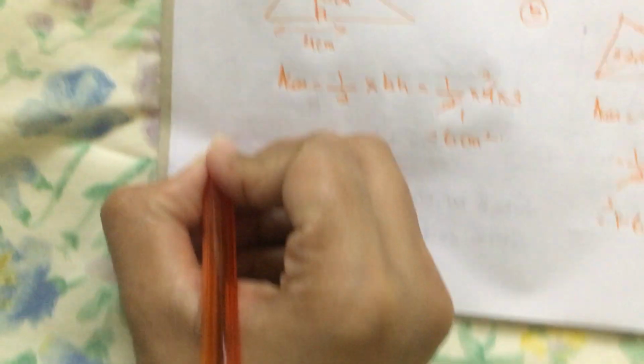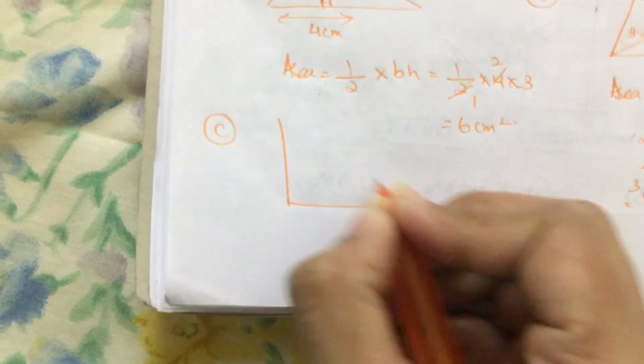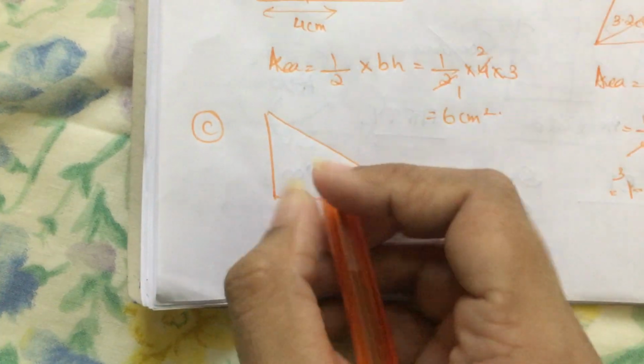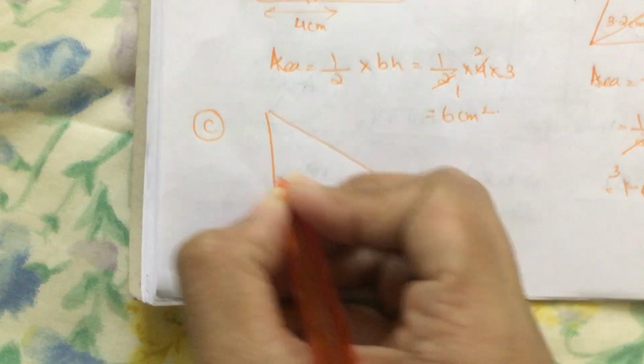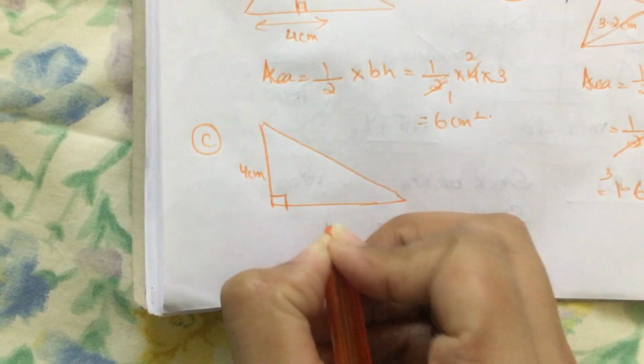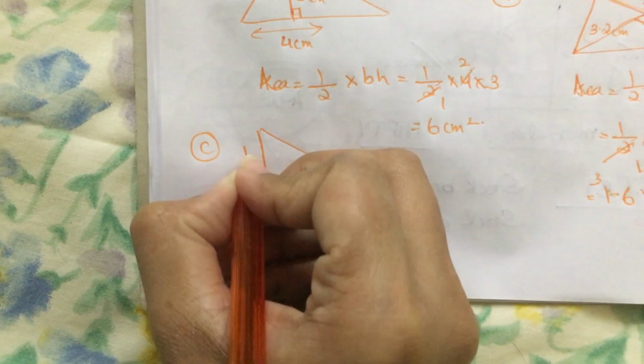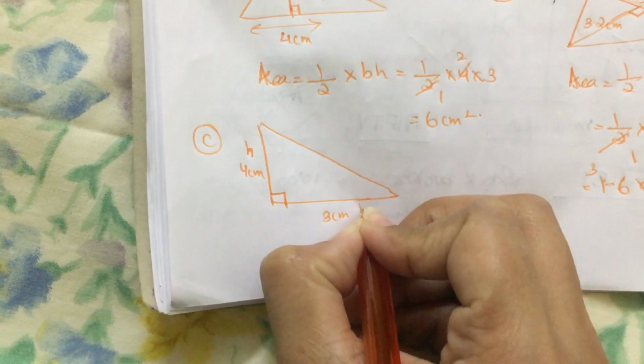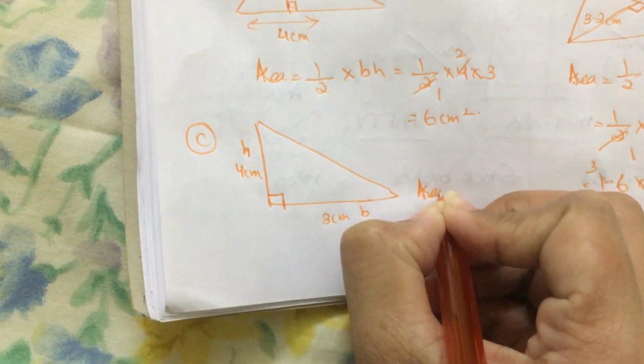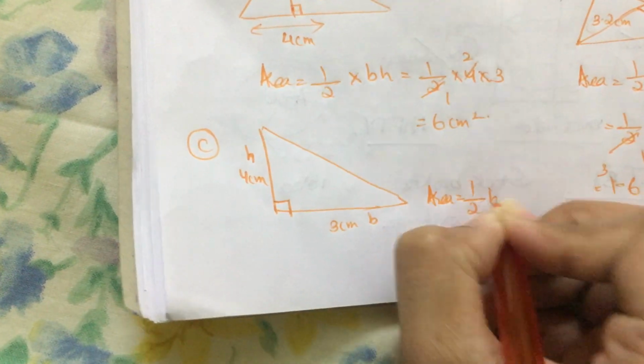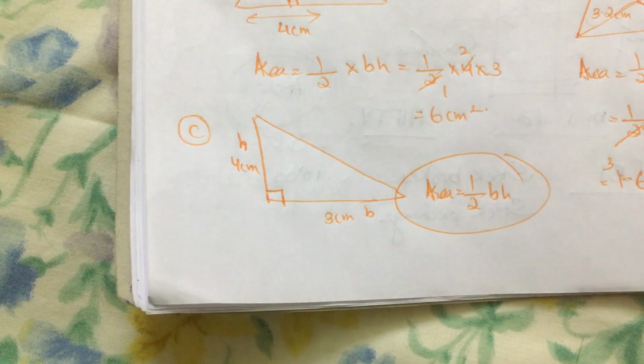Then looking at C, they have given me a right angled triangle. In the right angled triangle, this is 4 centimeters and this is 3 centimeters. This automatically becomes the height and this becomes the base. So area is equal to half base into height. Solve it and tell me the answer for this one.